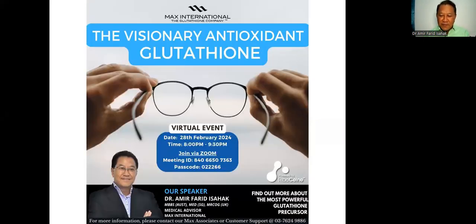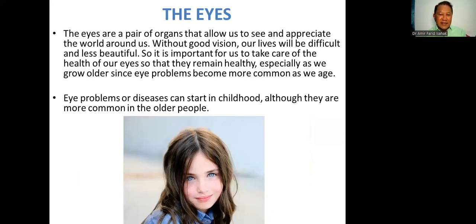All right, so the eyes. We all take this pair of organs that we have for granted. Without it, we cannot appreciate the world, and therefore we should be thankful to God for this pair of eyes. At the same time, we should take care of our eyes so that they remain healthy. Because as we all grow older, the eyes are going to start having problems, as many older people have come to realize.